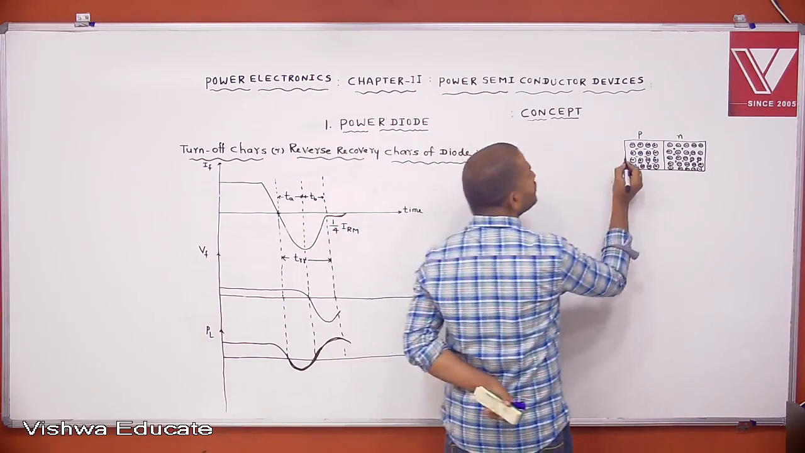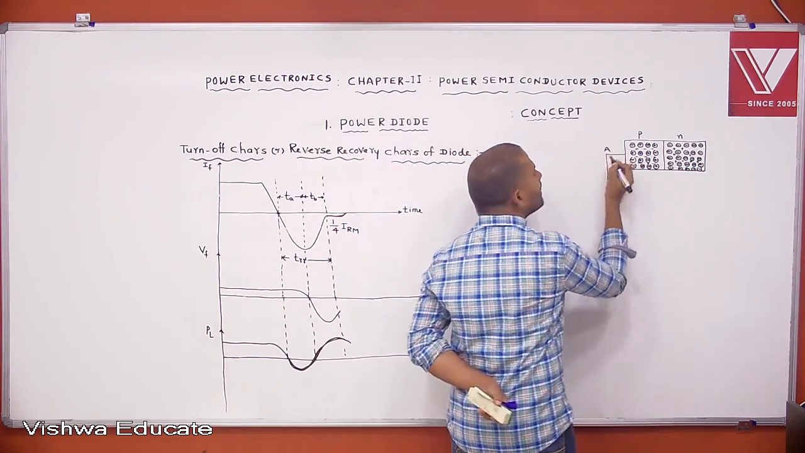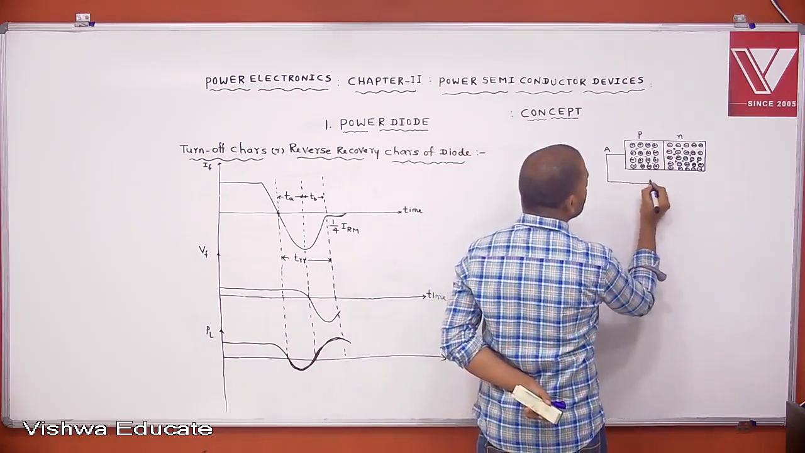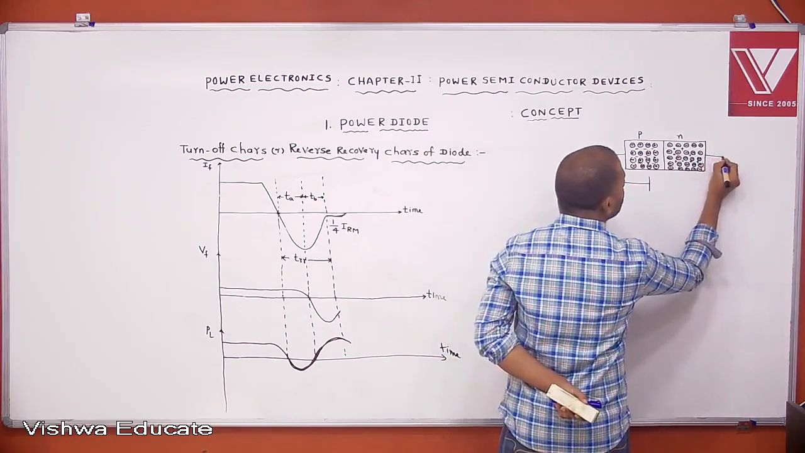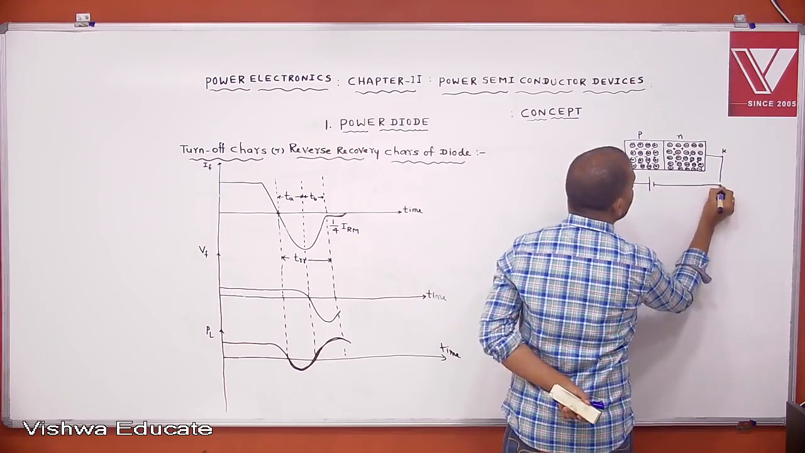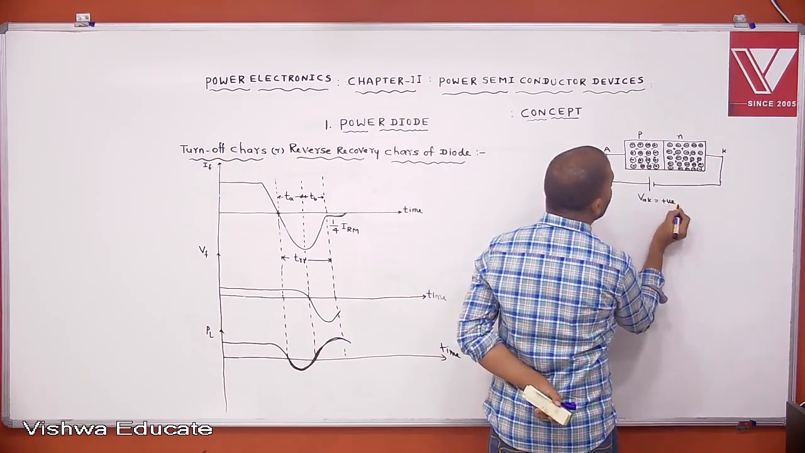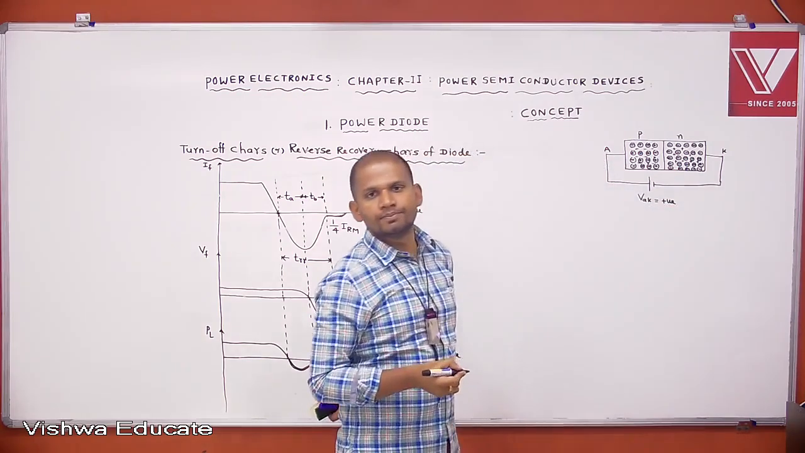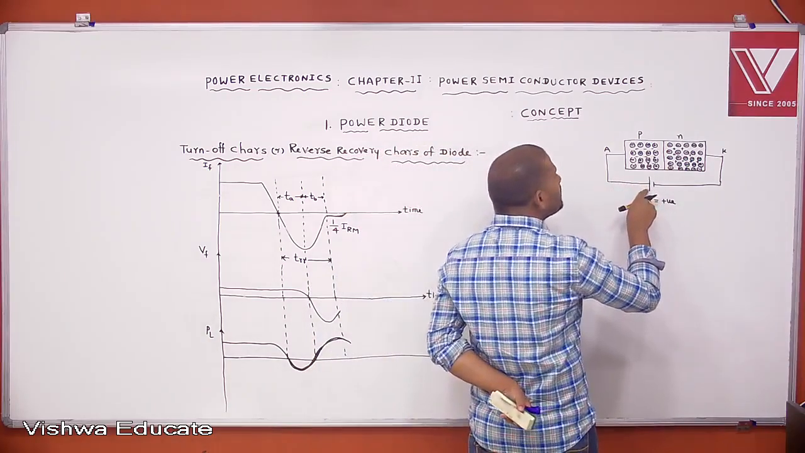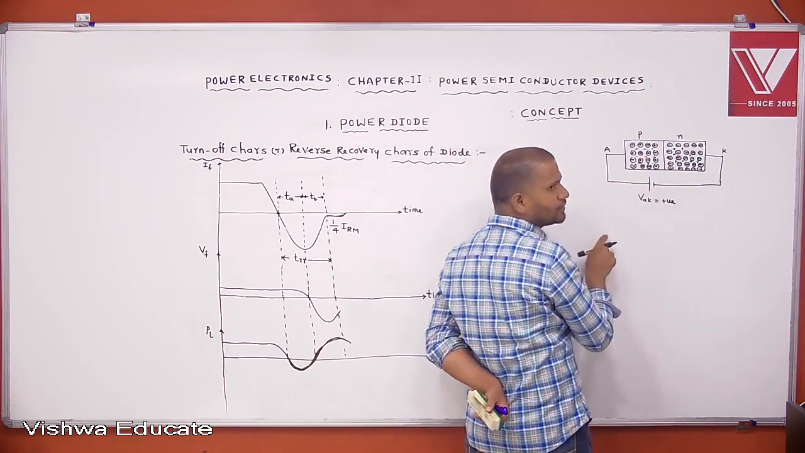Now for this, let us assume that initially the diode is under forward bias condition. If the diode is under forward bias condition, it means the anode is connected to the positive plate and the cathode is connected to the negative plate. Then we can say that the anode to cathode voltage is positive. Then the diode is forward biased. Understood or not?